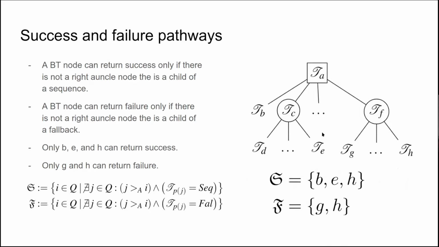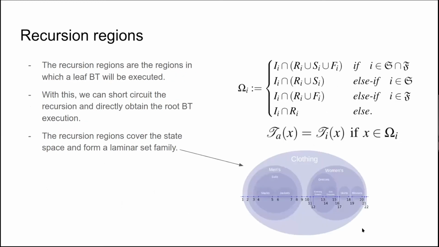And that's basically what these equations mean. You don't really have to understand them fully, but for instance, here in this tree, the nodes that are capable of returning success to the root are these guys. So B can return success, E can return success, and H can return success. And then for failure, it's G and H. They can return failure. So using these, we come up with these things called recursion regions. And these are actually the regions in which a leaf behavior tree would be executed.